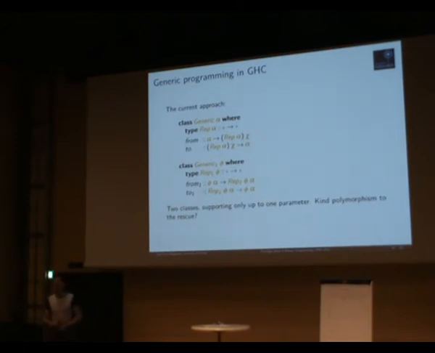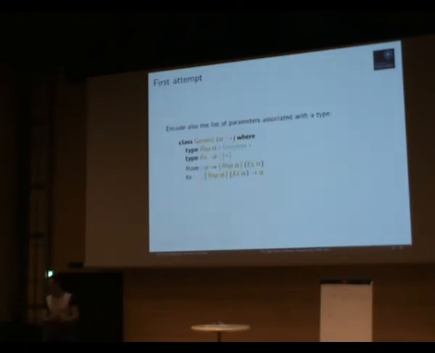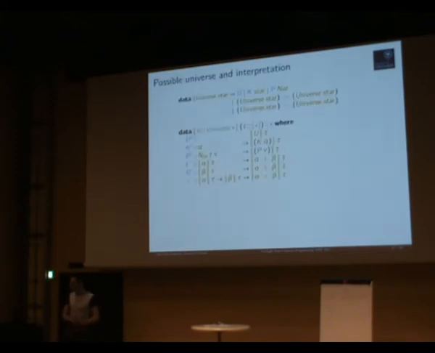Can we use type polymorphism there? The first idea I had was to encode not only the representation of the type, but also the arguments associated with that type. So this gives you a list of things of kind star, which are basically the type variables of the type alpha. And then in your interpretation of the universe, you will also get these parameters around so that you can use them in the representation.